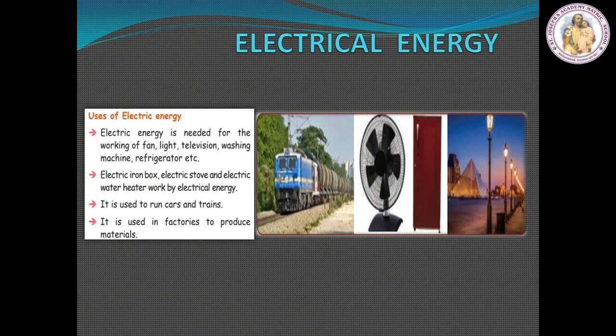Uses of electric energy. Electric energy is needed for the working of fan, light, television, washing machine, refrigerator, etc. Electric iron box, electric stove, and electric water heater work by electrical energy. It is used to run cars and trains. It is used in factories to produce materials.